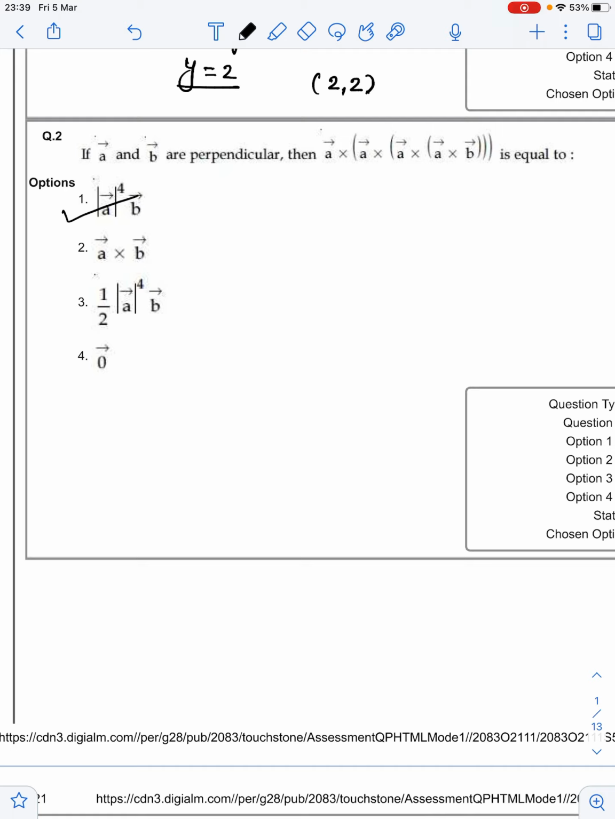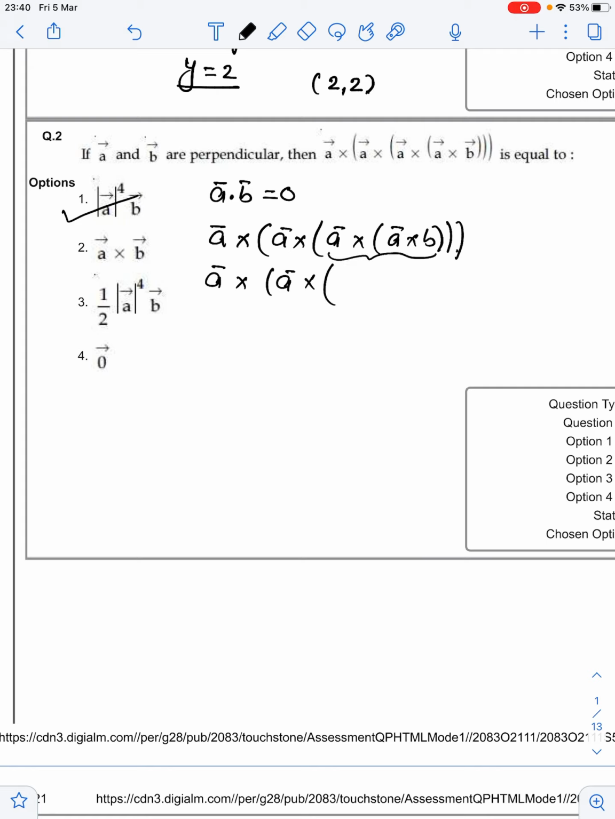Question number 2, A and B are perpendicular. So obviously whenever we have A dot B, we can put it as 0. Now take the expression vector A cross (vector A cross (vector A cross (vector A cross B))). So we will open it from the inside to the outside. This combination, A cross B, we can write using the A cross B cross C formula: (A dot B) A minus (A dot A) B.